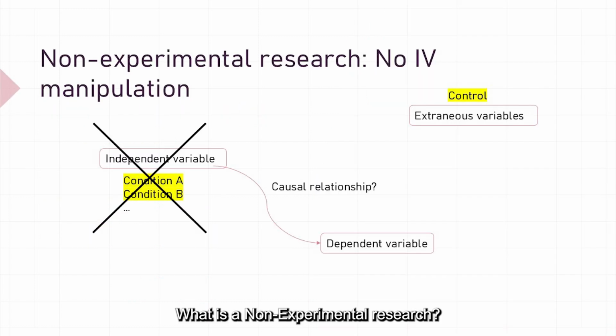What is non-experimental research? It's a type of research where the independent variable cannot be manipulated by the researcher. In this case, researchers measure variables as they naturally occur. That can be done both in the lab or in the real world.